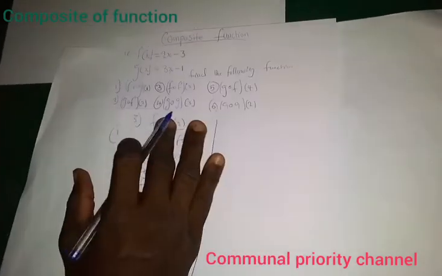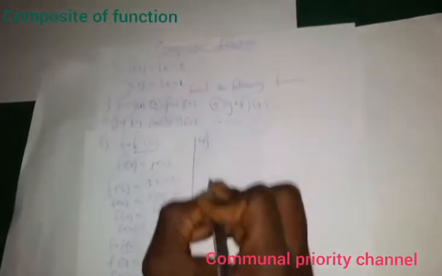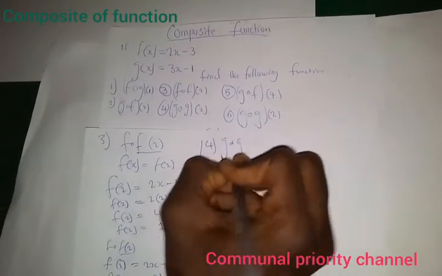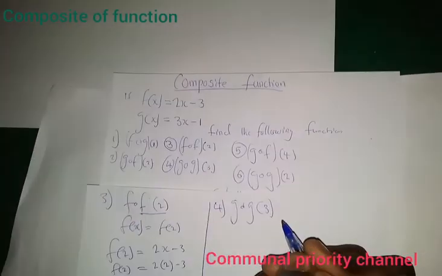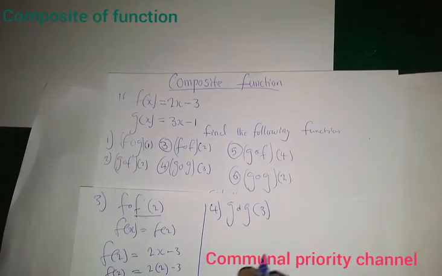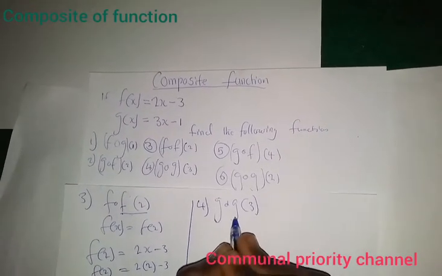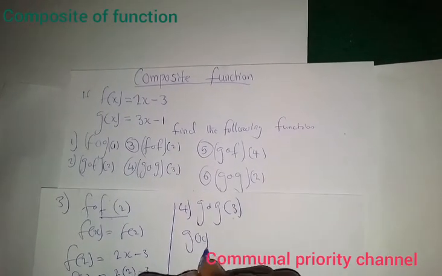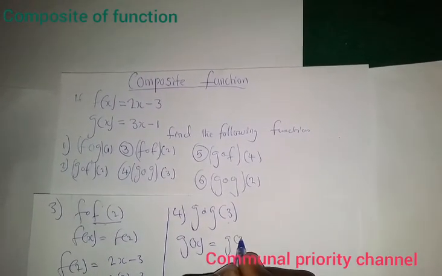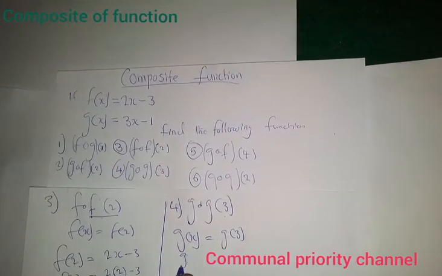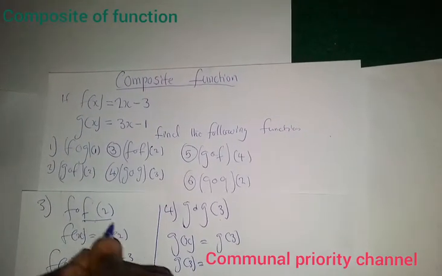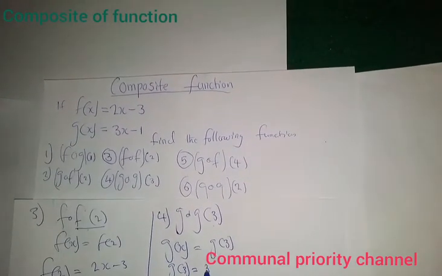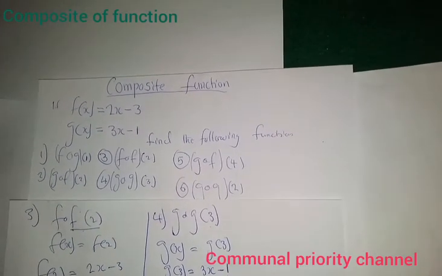So now we are moving to the next question, which is question number 4, that says find g of 3. It's the same thing as we did for the previous one. First of all, we are going to find the g of 3. From the equation, we know our g of x is equal to what? What is the equation of g of x? It is 3x minus 1, right?